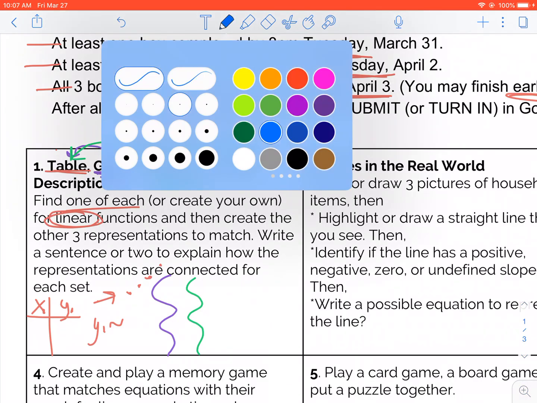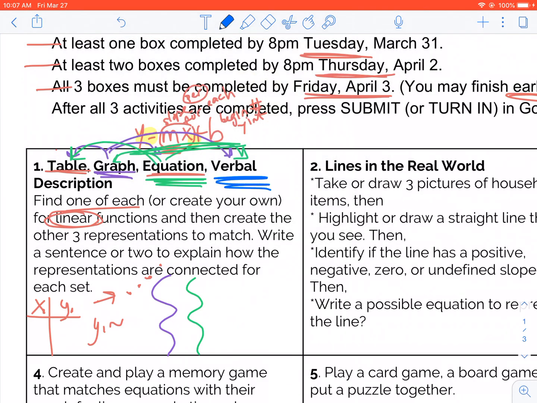And then for the last piece, you're going to start with your verbal description. This is where you can start with a linear word problem. And again, you guys are welcome to search Google, and you can literally type in linear word problem or verbal word problem. You can maybe even try to use those words to help you do your search. After that, you're going to create a table, a graph, and an equation.